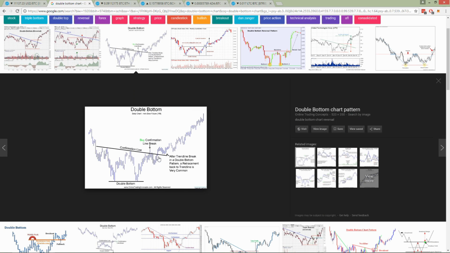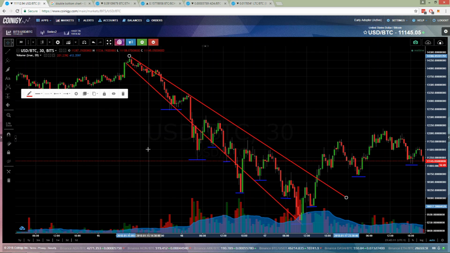If you don't know what a double bottom pattern is, it's simply a time when the price drops to a certain point, rebounds, and then comes back to a similar point. And that's when a double bottom chart pattern is established. And you can draw your confirmation line or your neckline, which would give you an idea of when the price breaks that, where it's going to be headed. In this case, a double bottom would indicate a price recovery from this chart pattern.